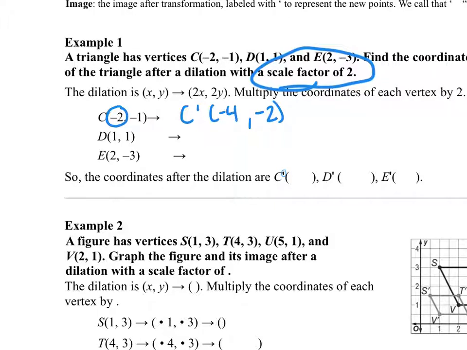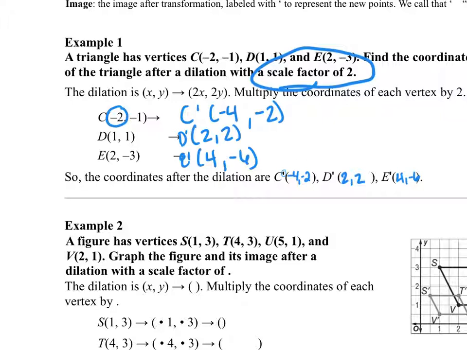So that's all you're doing. You're multiplying it by 2 and it's going out. 1 times 2 is 2. 1 times 2 is 2. 2 times 2 is 4. -3 times 2 is -6. So the coordinates are C prime is -4, -2. You should be filling this in with yours. Then D prime is 2, 2, and E prime is 4, -6.